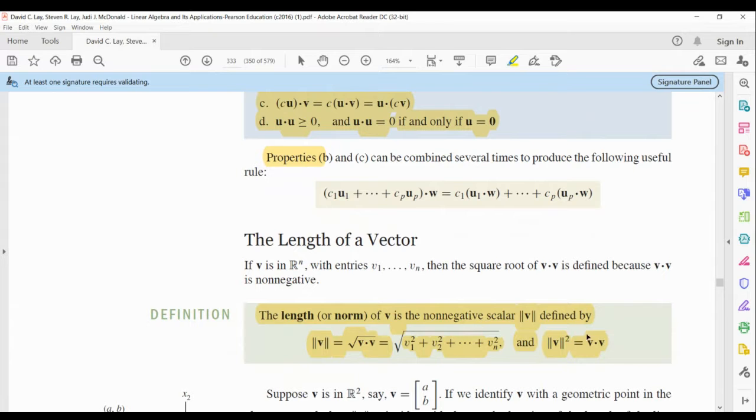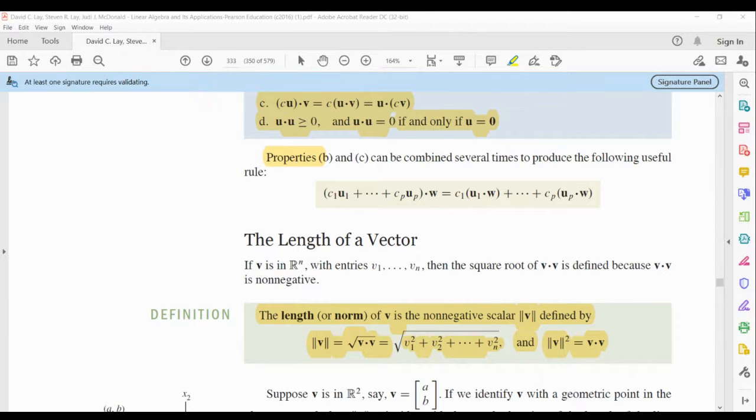The length of a vector. Well, of course, you're used to this from physics and calculus 3, multivariable calculus: the length of a vector is its magnitude. And the length of a vector in terms of forces would represent the magnitude of a force if you have a force vector. Well, the length or norm of a vector, we can generalize that definition to be as you see here.